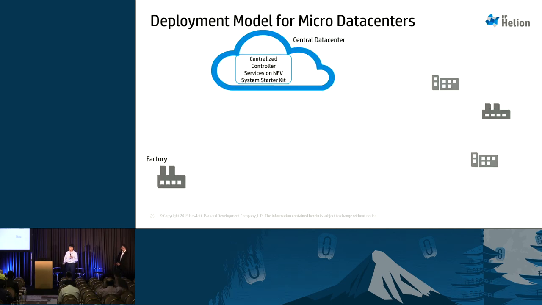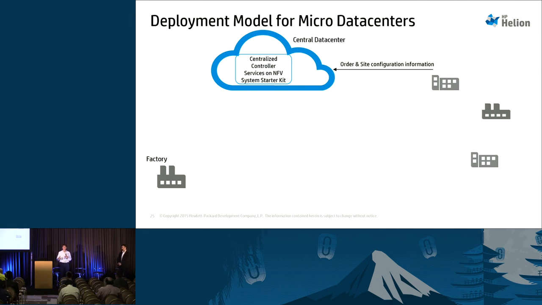And if you look at the overall process of how this is laid out, you have a central data center, and you have what we're going to call the NFV System starter kit that provides server, storage, networking, Helion OpenStack carrier grade, and an SDN controller, all those components running. So if you decide that you need a micro data center, that has to be an extension of your central data center.